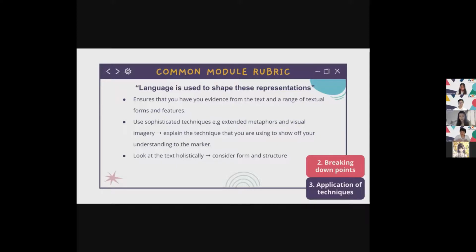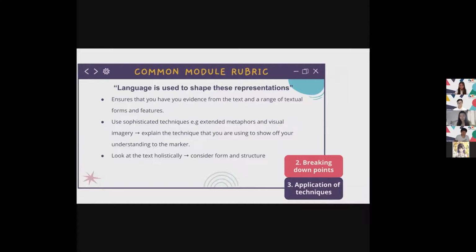So for example, if we have a motif of war throughout a poem, how does that relate to us from, say, the 1700s, and how could that relate to us in the 21st century? Does it suggest perhaps a constant human struggle towards power? So really make sure that when you do look at that language that shapes these representations, you look at it from a really open perspective.